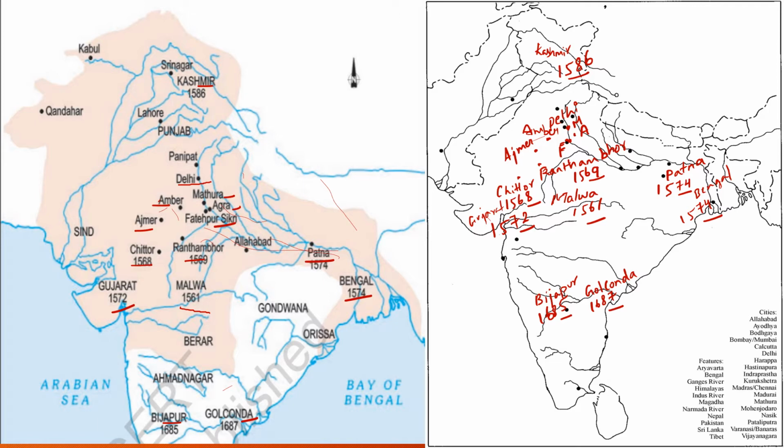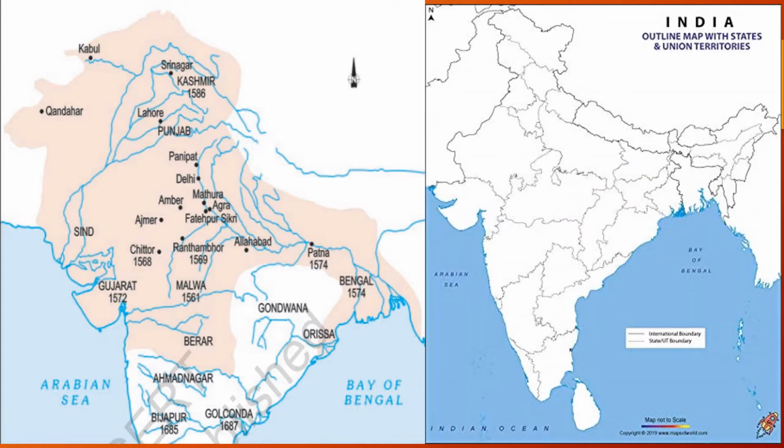Any doubts in this? In the political map, we marked in the reverse. Now we'll see the same thing in the political map: where the places are located and how we mark them. Clear?